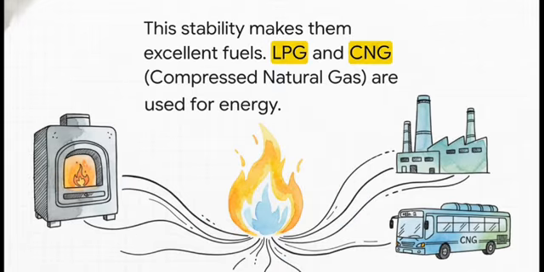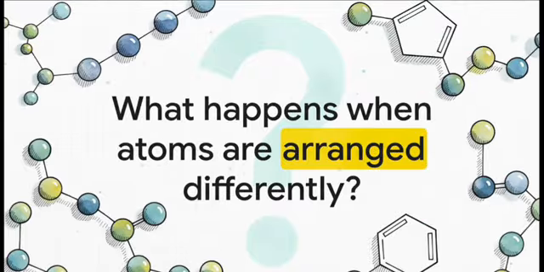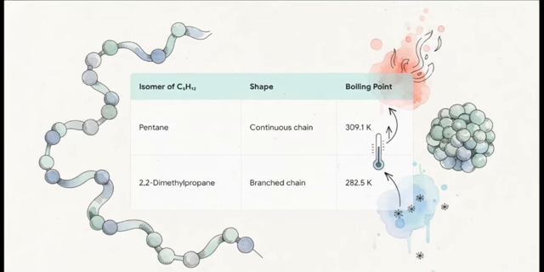But that stability makes them absolutely perfect for one key job, being incredible clean burning fuels. You know the LPG you use for barbecue or the natural gas that heats your home? Yep, those are alkanes doing their thing. But okay, here's where it gets really, really cool. What happens when you have the exact same atoms, but you just rearrange the furniture a bit? This brings us to the idea of isomers.